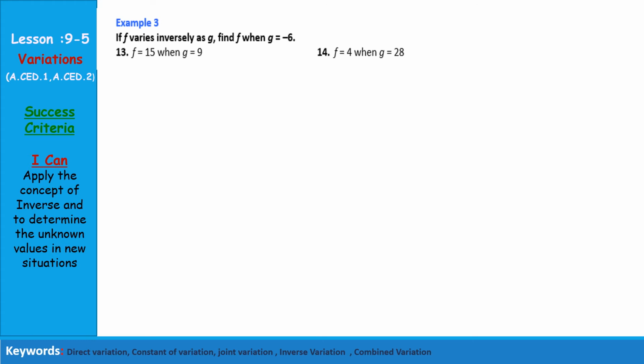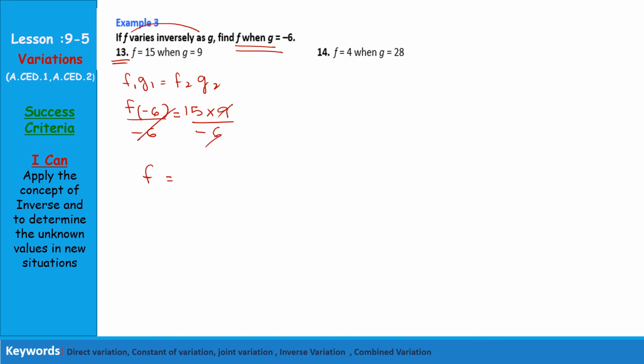f varies inversely as g. So inversely we write them beside each other. In both the scenarios, we find f when g is negative 6, such that f is 15 and g is 9 in the first, question number 3. So the first scenario stays as it is, but the second scenario is changing. So dividing both sides by negative 6, we get f equals, here 2 and here 3, and here negative 45 over 2 is our answer.